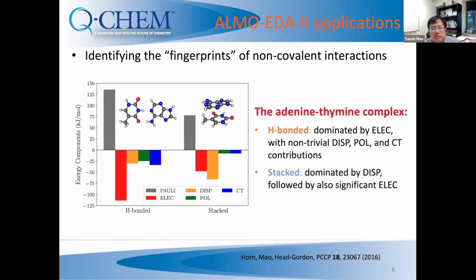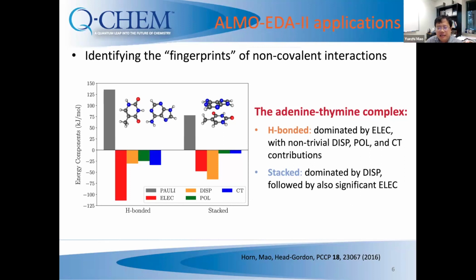So I want to now show a couple of examples from previous publications. So this is an example from the original ALMO-EDA 2 paper. And here we are using the method to investigate the interaction of two configurations of the adenine-thymine complex. So for the hydrogen bonded complex, after you run the EDA, you will be able to tell the interaction is dominated by electrostatics with also non-trivial contributions from the other attractive interactions, including dispersion, polarization, and also charge transfer.